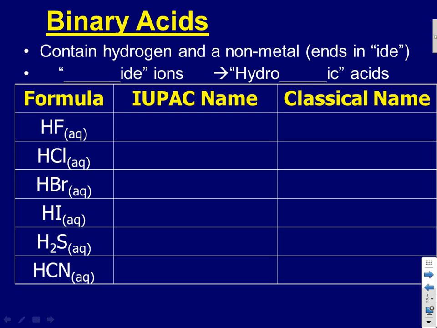So the binary acids contain hydrogen and a non-metal. So we're talking about these guys on the right-hand side. And the non-metal, when we put that non-metal as a negative ion, they all end in "ide." So all of these things on the periodic table, fluoride, chloride, bromide, selenide, sulfide, phosphide, they can be converted into a binary acid.